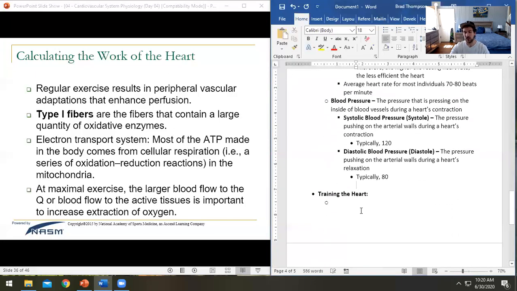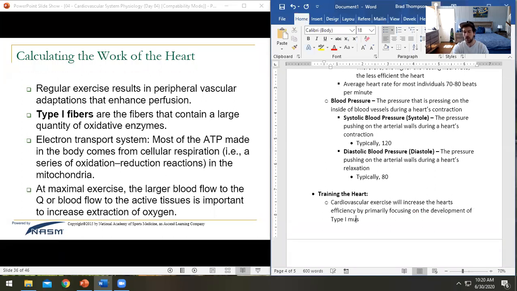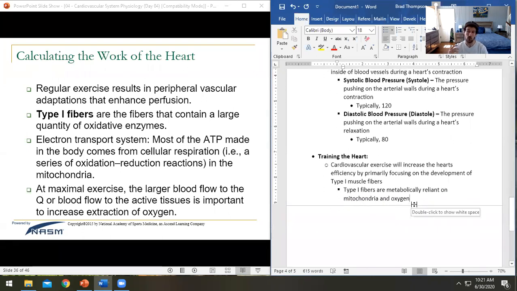So we know in particular that cardiovascular exercise will increase the heart's efficiency by primarily focusing on the development of type 1 muscle fibers, right? Type 1 fibers are metabolically reliant on mitochondria and oxygen, right? So when we train for more type 1 fibers, that's one of the best ways to strengthen our heart. By doing high duration, low intensity exercise, it strengthens our heart.